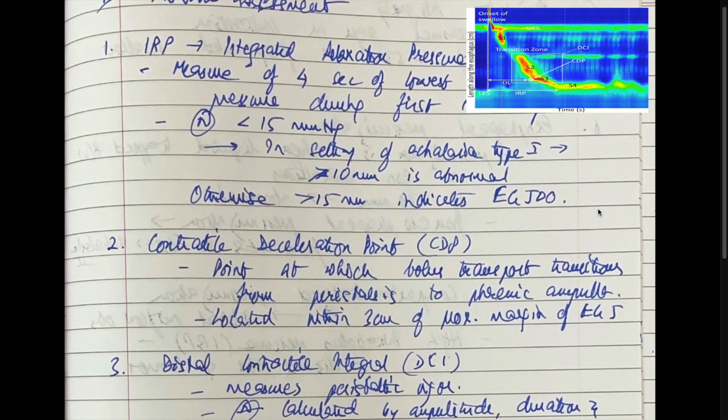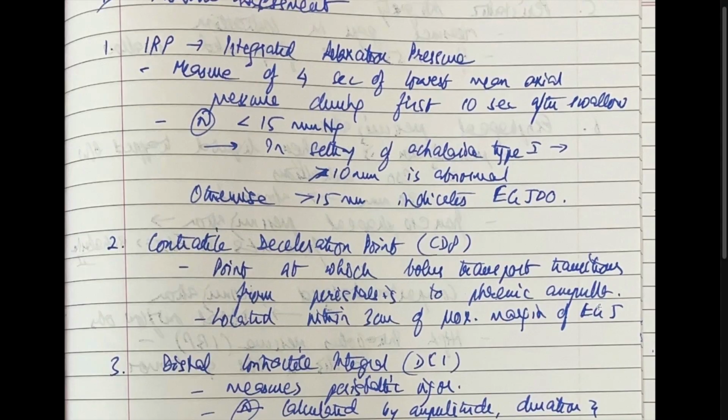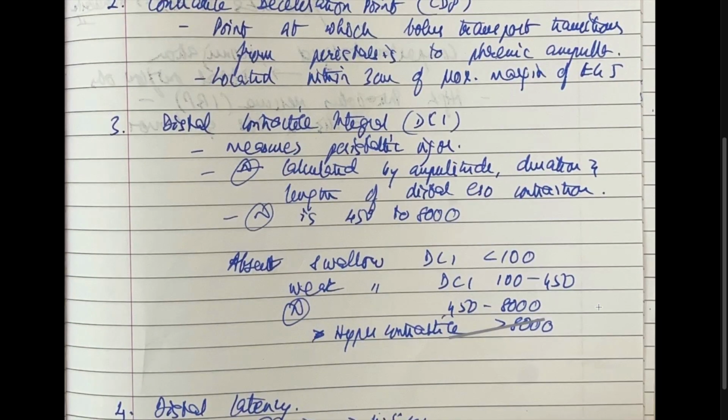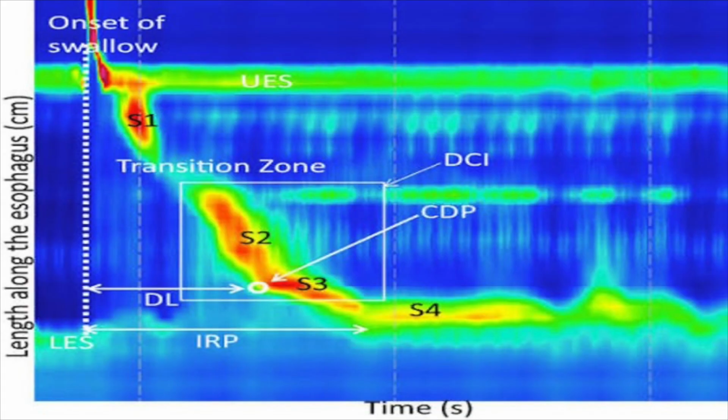Second, the contractile deceleration point, CDP, the point at which bolus transport transitions from peristalsis to the phrenic ampulla, and it's located within 3 centimeters of the proximal margin of the EGJ. Thirdly, the distal contractile integral, or DCI, it measures peristaltic vigor. So it's calculated by the amplitude, duration, and length of the distal esophageal contraction. And the normal is 450 to 8,000.